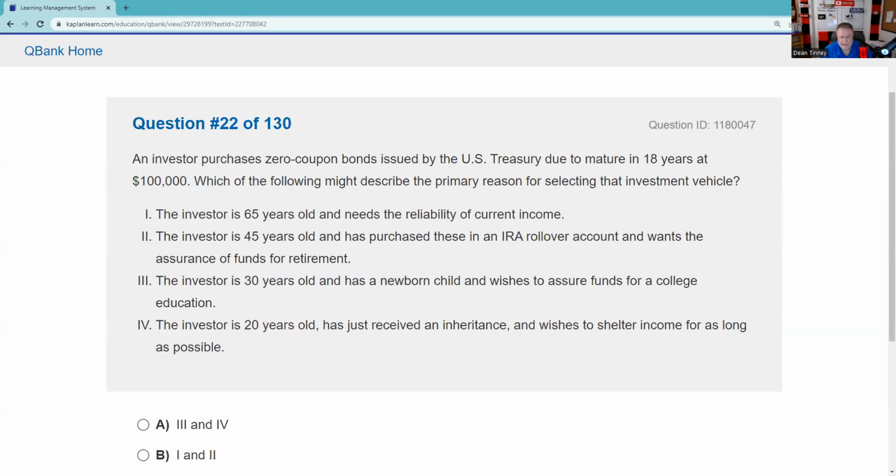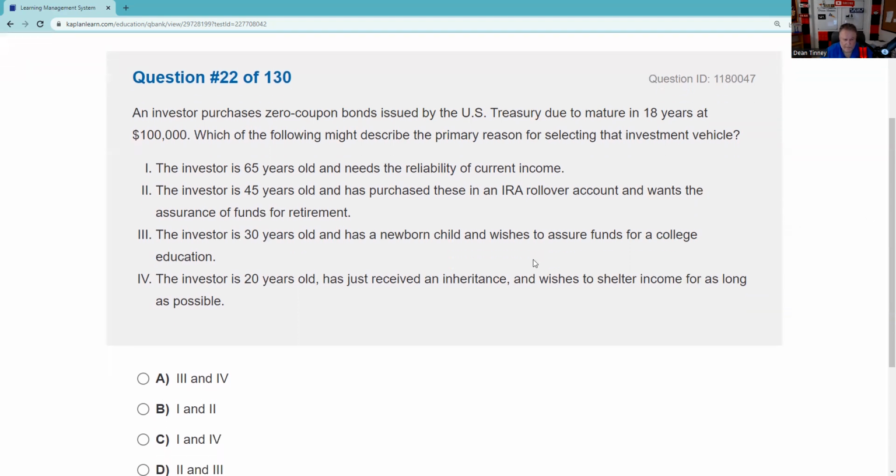Oh my God, you should flunk the entire exam if you say that. Zero coupon means zero income. There is no income. So boy, one is a really, really bad miss. Two, the investor is 45 years old, and I'm seeing 18 years. That sounds pretty good. It purchased these in an IRA rollover account. So that's pretty cool, because the imputed interest, the accretion, is not going to be taxable. And as for the assurance of funds, yeah, I mean, the U.S. Treasury, there's no better credit quality. Two sounds pretty good.